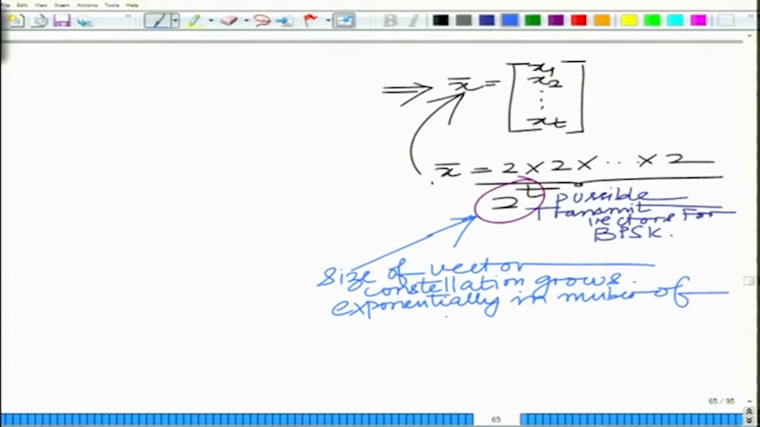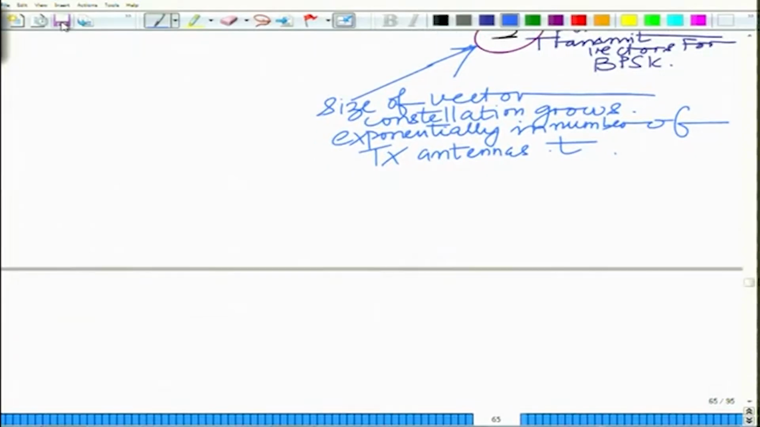That is the problem. So, this size of the vector constellation is growing exponentially in the number of transmit antennas t, all right, and therefore what is the problem? So, this is growing exponentially. Now, where is the problem?